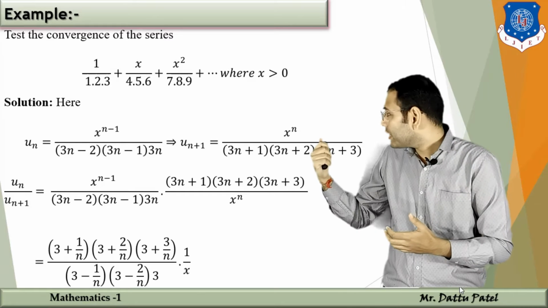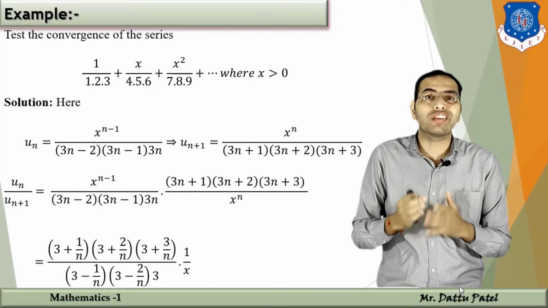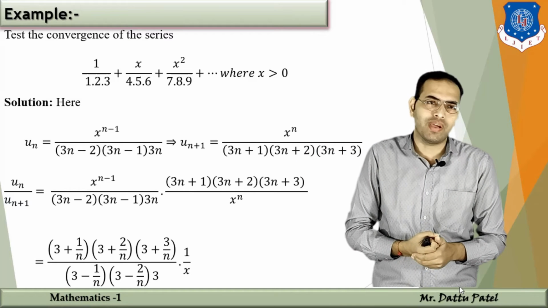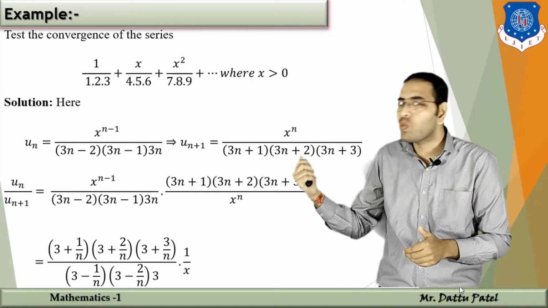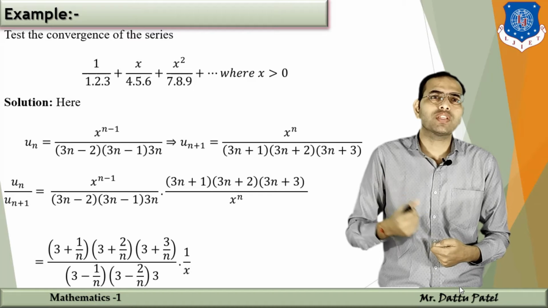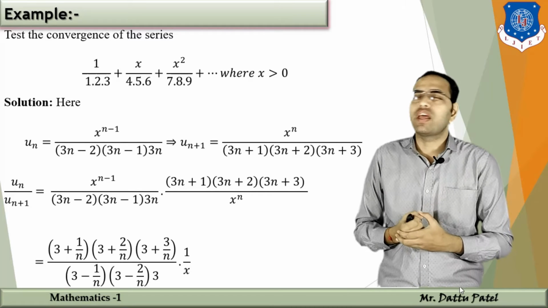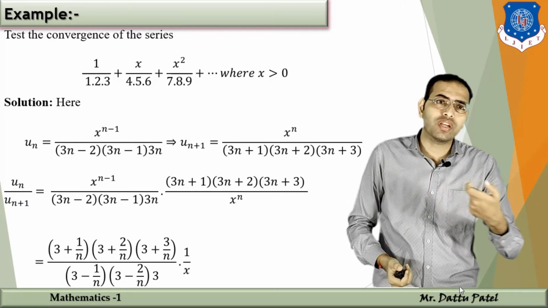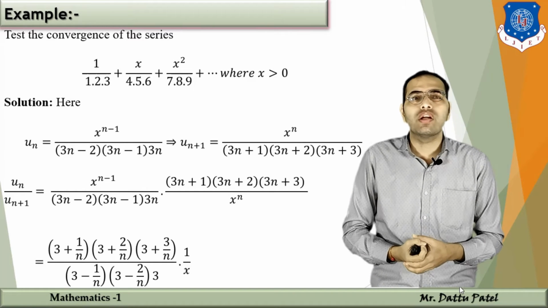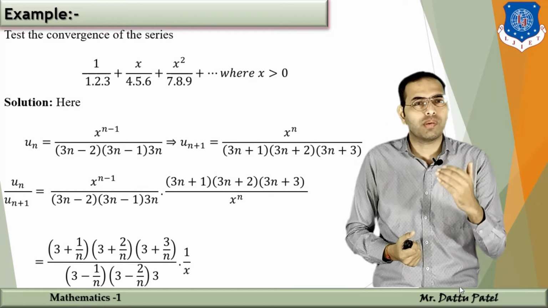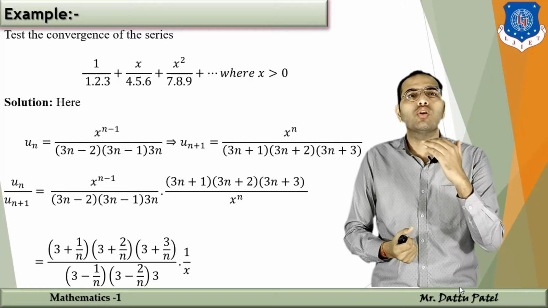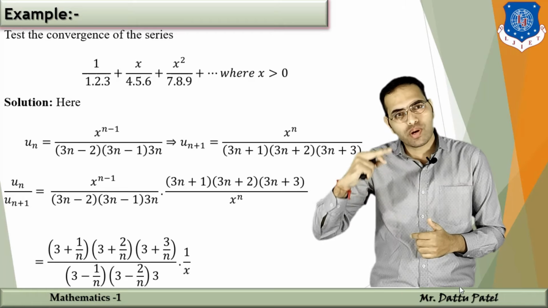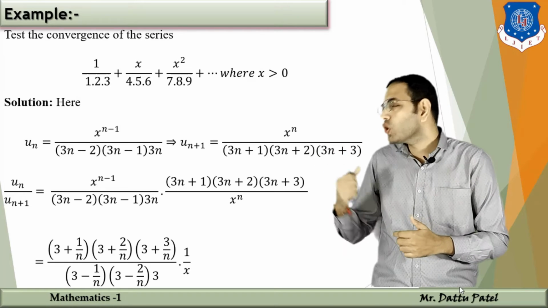Now, firstly, we have to take the ratio and simplify that term. Then we have to apply the limit. Here it is un upon un plus 1. Substituting the values of un and un plus 1 and simplifying, in each and every term of the numerator n is common, and in the same manner in the denominator portion each term has n common and cancels out. Then the term becomes 3 plus 1 upon n into 3 plus 2 by n into 3 plus 3 by n into 1 upon x, and in the denominator portion 3 minus 1 upon n, 3 minus 2 upon n into 3.